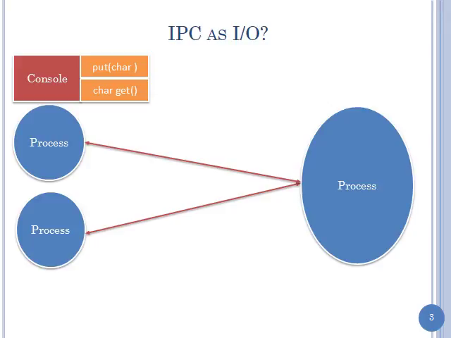And I've put this console API here. Somehow that's relevant to inter-process communication. Those of you especially who've done the networking course, maybe others too, can you try to bridge the gap between IPC and I/O?